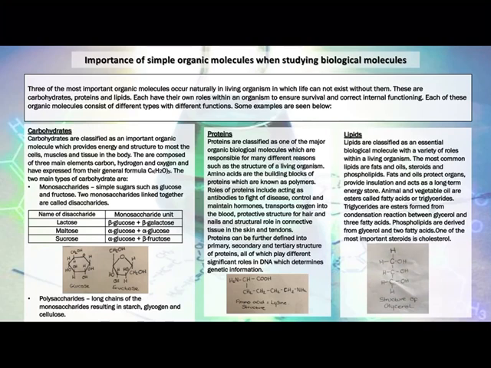Lipids are classified as essential because they have a variety of roles within a living organism. The most common lipids are fats and oils, steroids and phospholipids. Fats and oils protect organs. We have animal and vegetable oil, which are esters called fatty acids or triglycerides. We have an example for each of these compounds just at the bottom here. So we've got glucose, fructose, amino acids, and a structure of glycerol, which is a lipid.